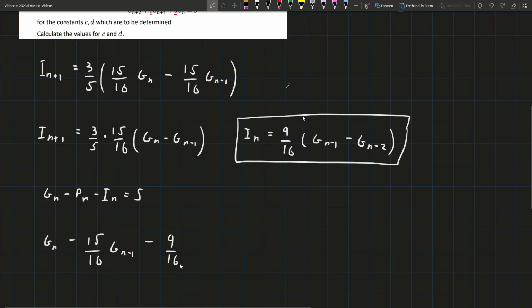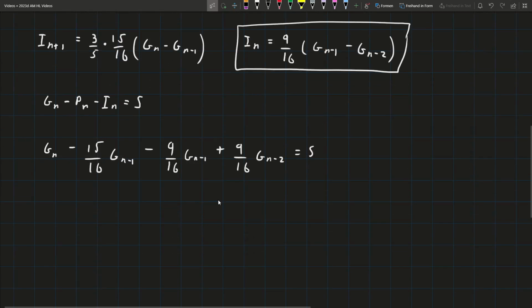And I'm actually going to expand it out because we'll see that we have a Gn minus 1 here and a Gn minus 1 here. We will have to combine those. So I'm just going to expand this out. So 9 over 16 times the Gn minus 1 will give us just 9 over 16 times Gn minus 1. Then the 9 over 16 times the Gn minus 2. Now we have a minus here, and we have the minus here. So we're going to get plus 9 over 16 Gn minus 2. That's equal to s. Then we just have to combine like terms.